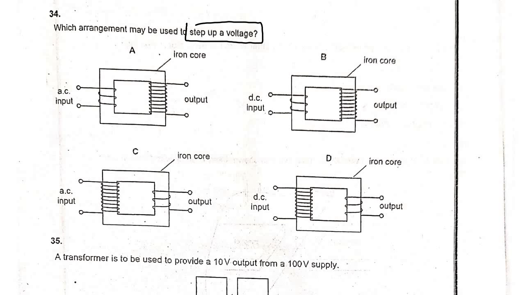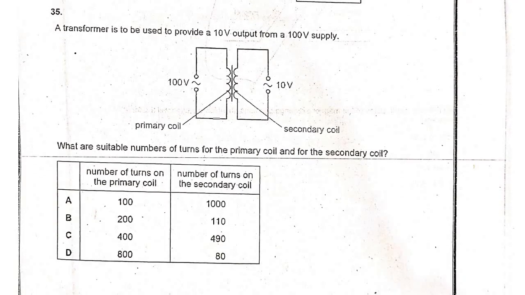So option B and D are incorrect because the transformer does not work on DC input. It requires AC inputs. And in option A and C, we have AC input, but the number of turns in the secondary coil are less in option C. It means this will step down the voltage. So the correct step up transformer is shown in option A.